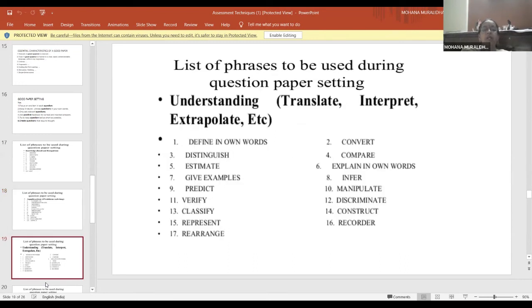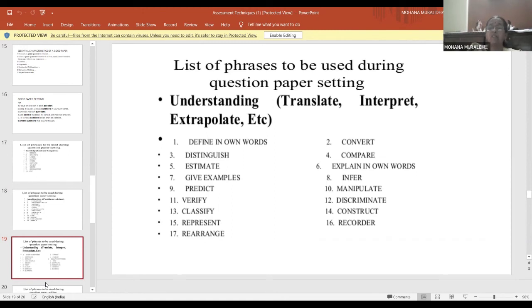Next one, the list of understanding level. Understanding level, the phrases that we could be using would be define. It may not be applicable to all the subjects. For us, define is not there at all. For us, classify can come, or represent graphically can come. These all are some terminologies for all the subjects. But what is suitable for us, we have to pick up from this.